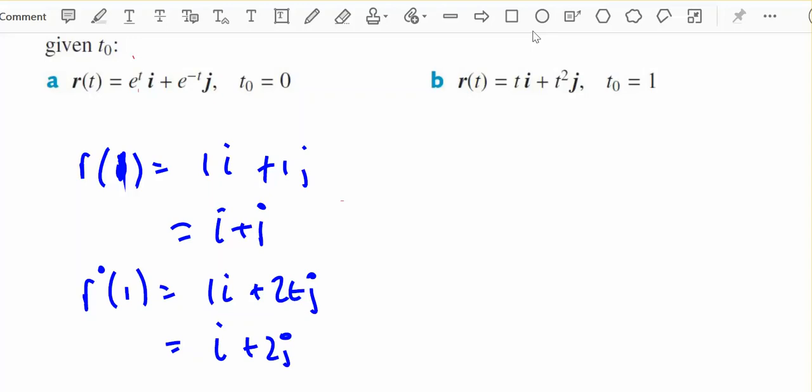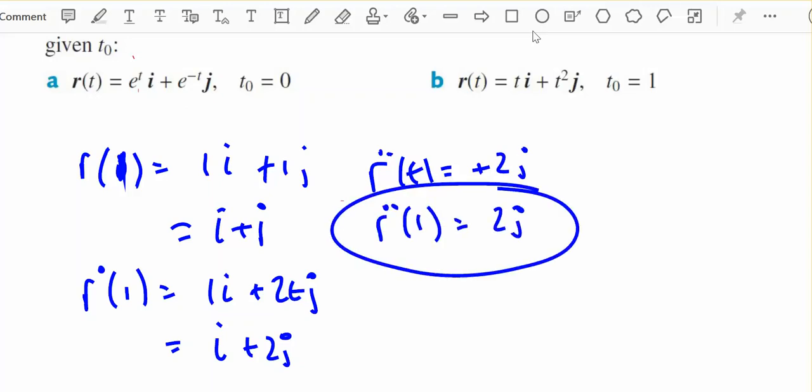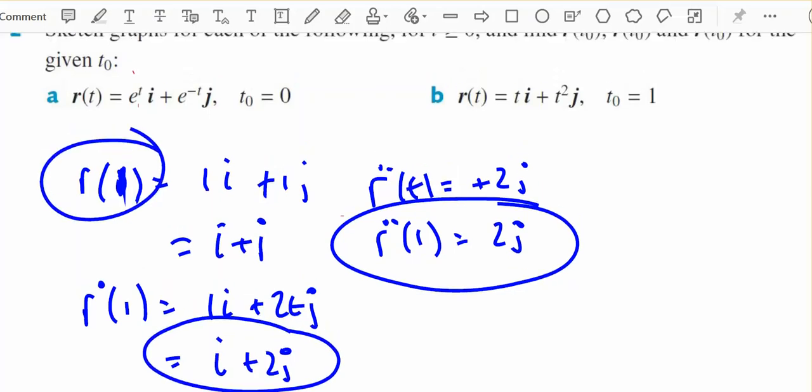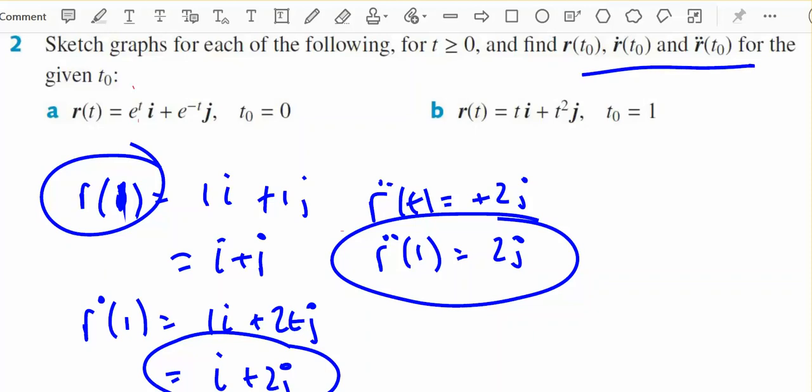And if I'm looking at r dot dot of t, the second derivative will be 0 in the i plus 2 in the j. Therefore, r dot dot of 1 is going to equal 2 in the j. So that's the acceleration initially, that's the velocity initially, and that's the position initially, which is what these three questions up here are. But of course, I start at t equals 1 because that's what I've been told.